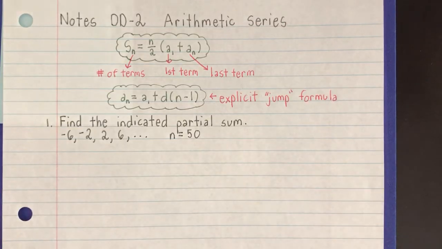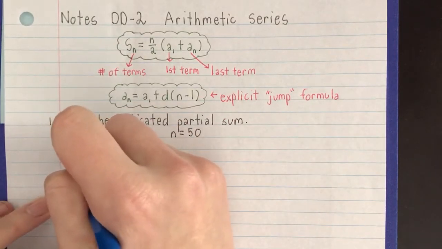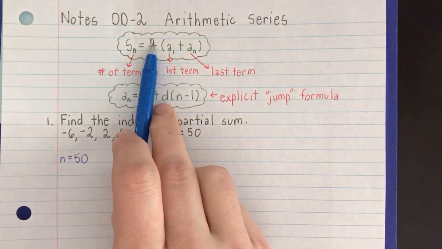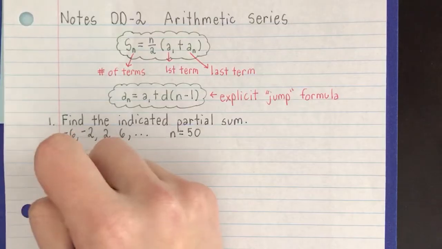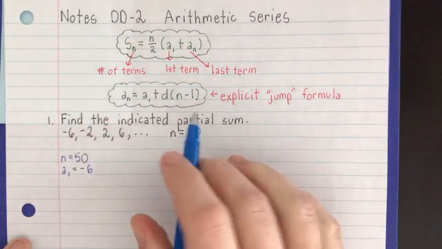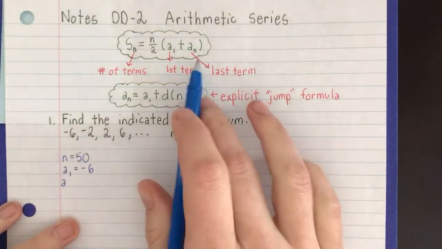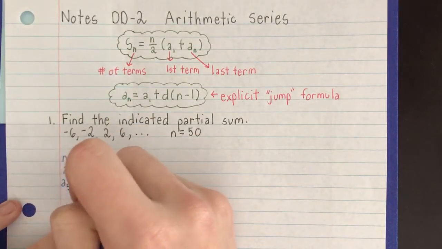So we will go ahead and list what we need and then plug into our formula. So we definitely need to know n is 50, okay, because that goes into our sum formula here. We also need to know what a sub 1 is, that first term. So the first term in this case is -6. We also need to know what the last term is. So in our case, instead of a sub n, a sub 50 would be our last term.